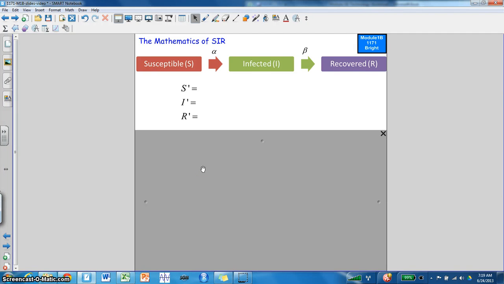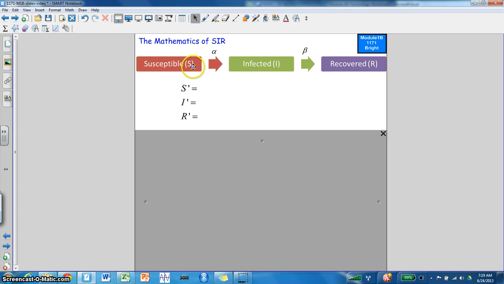In the last video, we talked about the SIR model and what it means to go from susceptible, infected, and recovered. Also remember that we made some assumptions on the population that need to be met in order for us to apply the SIR model. However, now we're going to walk through the mathematics of the SIR model. In particular, we're going to look at the rates at which each of the compartments, susceptible, infected, and recovered, change.